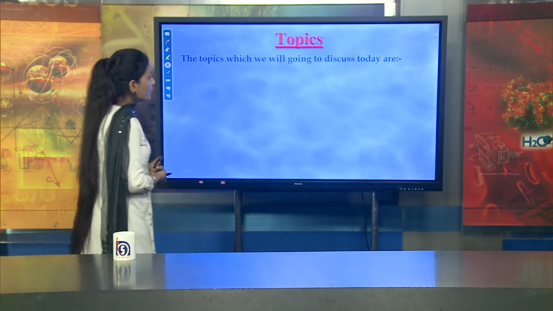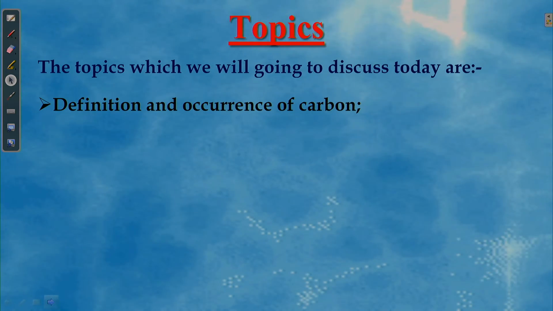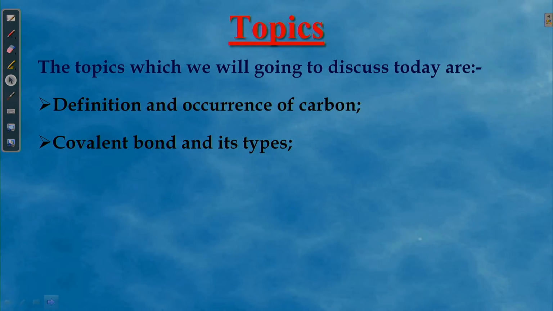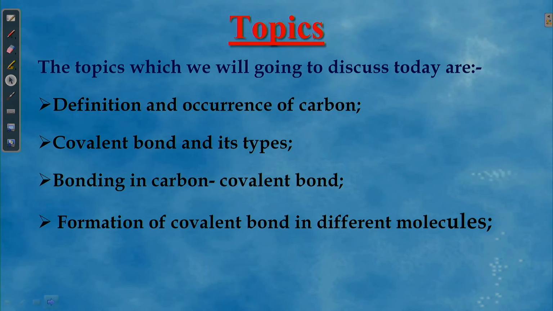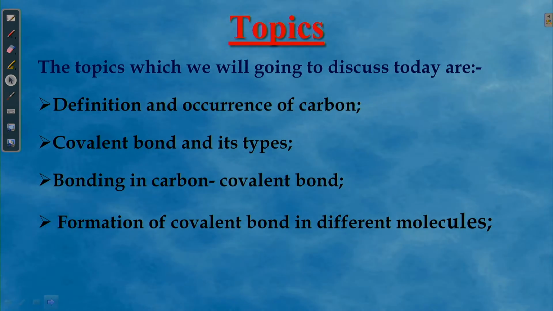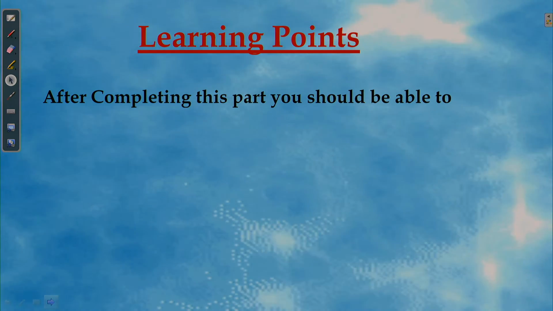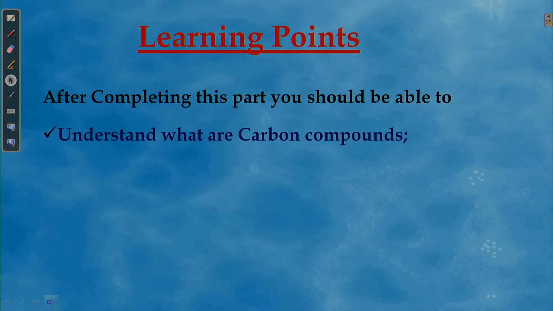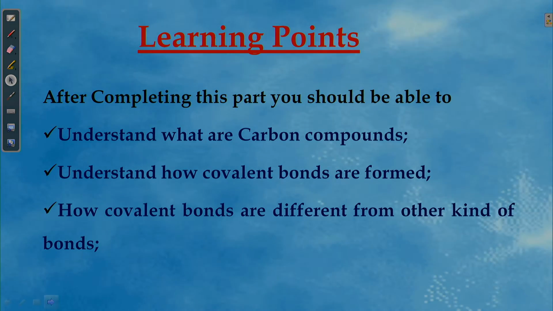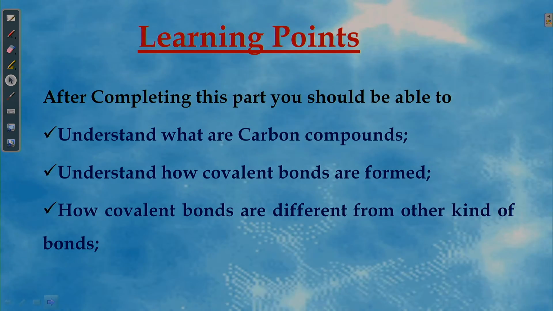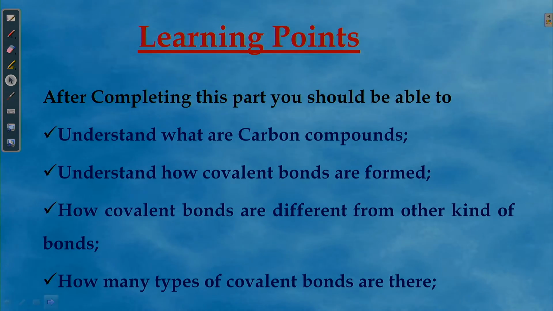The topics which we will discuss today are definition and occurrence of carbon, covalent bond and its types, bonding in carbon, covalent bond, and formation of covalent bond in different molecules. So the learning points are, after completing this part, you should be able to understand what carbon compounds are, how covalent bonds are formed, how covalent bonds are different from other kinds of bonds, and how many types of covalent bonds there are.